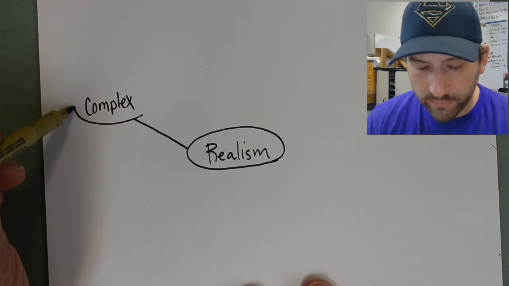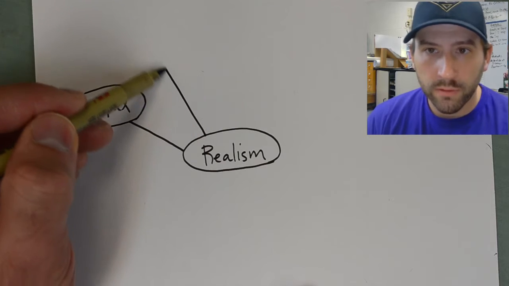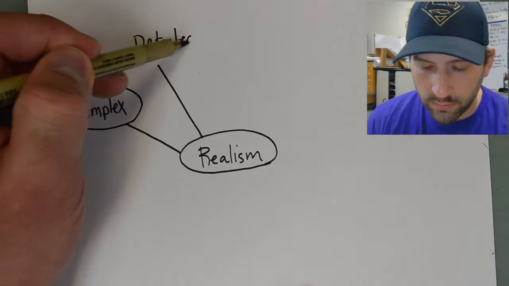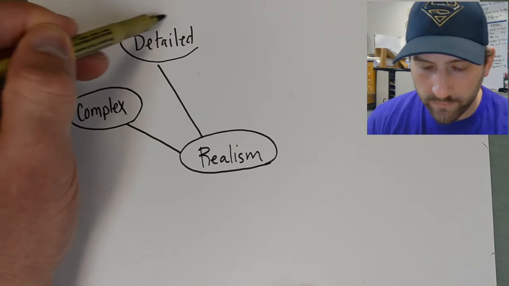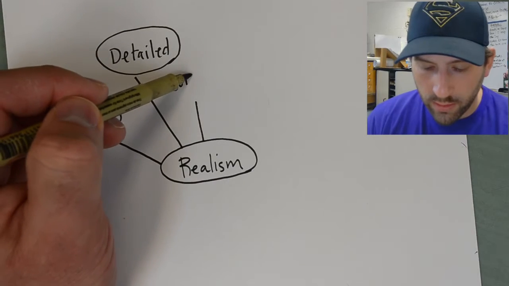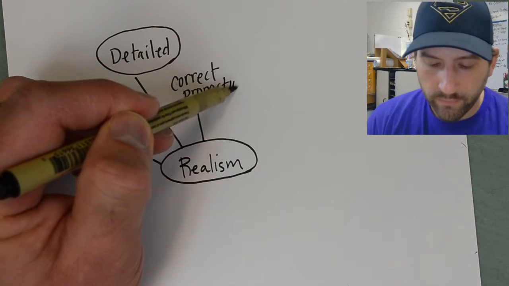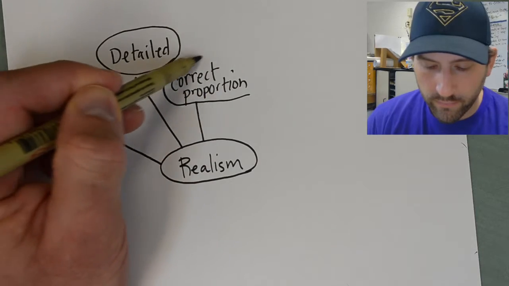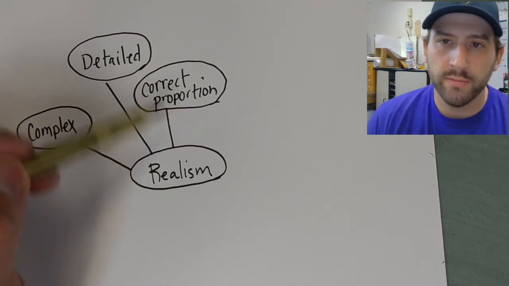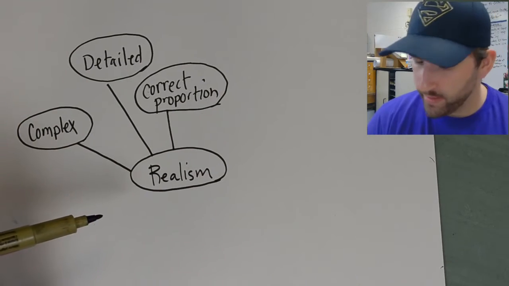When I think of realism, I think of things that are complex. When I think of realism, I think of things that are detailed. I think of things that are in the correct proportion. And so I'm just going around, and this is my central idea, and I'm just coming up with other ideas or aspects of that idea that relate to it.